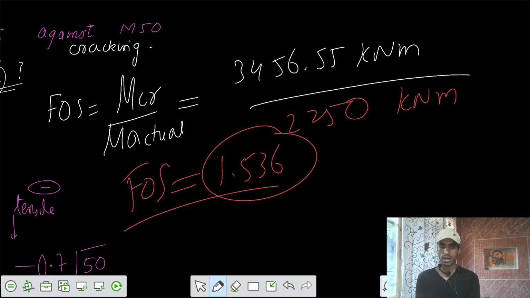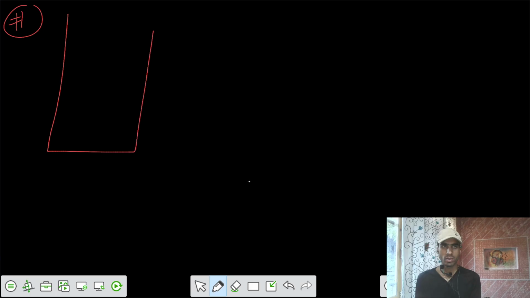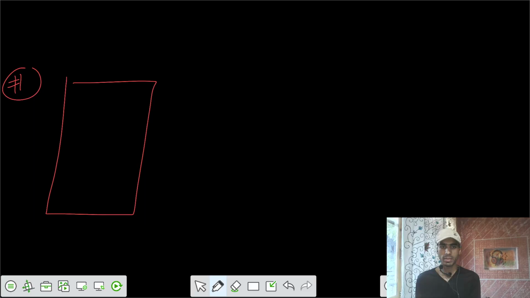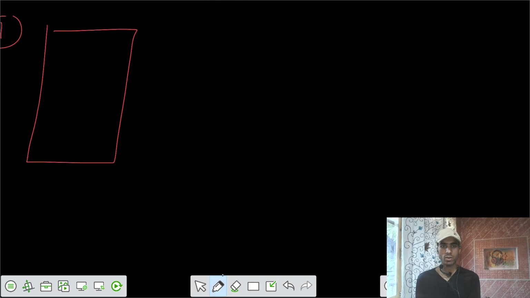So let's take one more problem. We have this cross section of the beam. That's a simply supported beam with the live load. Live load is there, 6 kilonewton per meter, and the beam has a length of 6 meters. And the cross section of the beam is rectangular with the steel area provided.